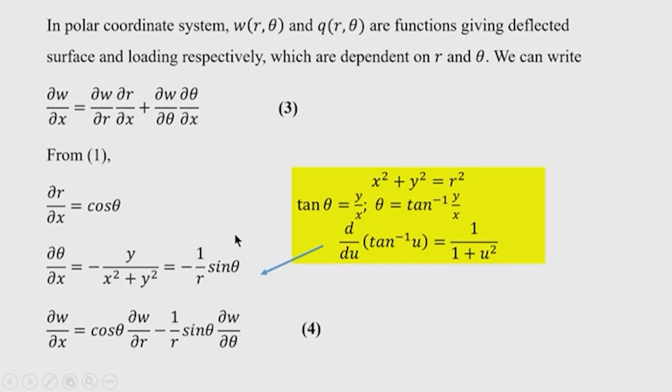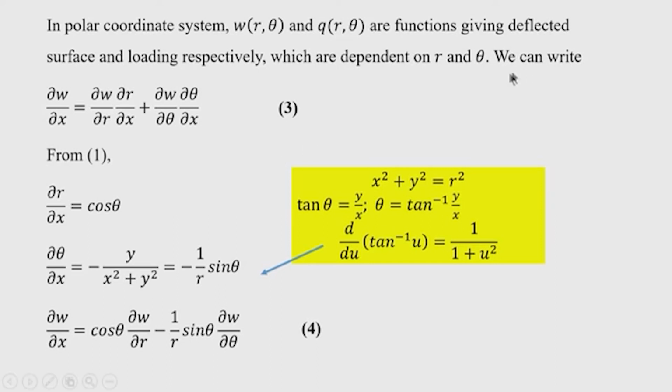In polar coordinate system, w(r, theta) and q(r, theta) are functions of r and theta, giving the deflected surface and loading respectively. So, it depends on both quantities r and theta, but for axisymmetrical cases where the plate possesses rotational symmetry, then the w and q will be only functions of r. So, they will not depend on theta.